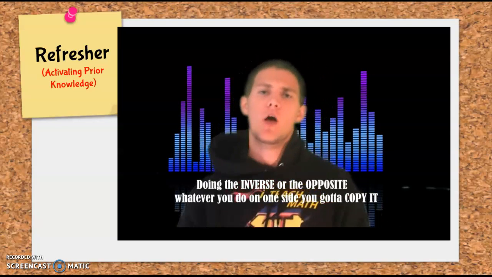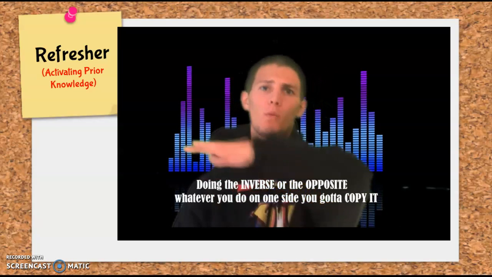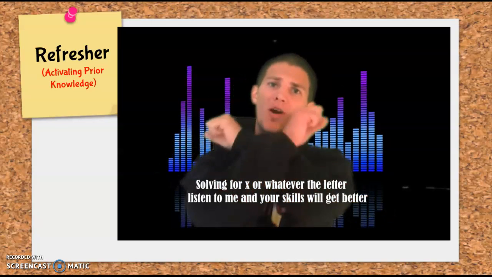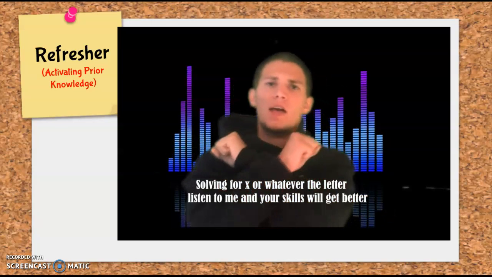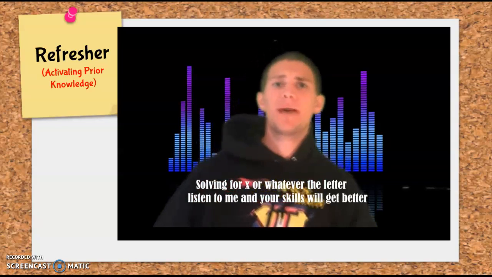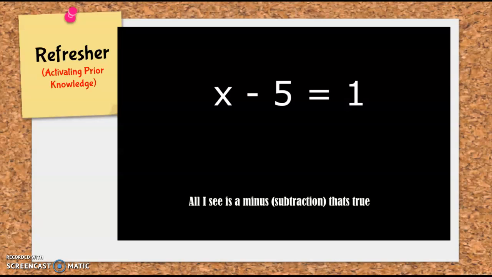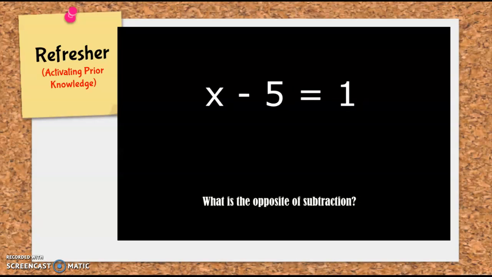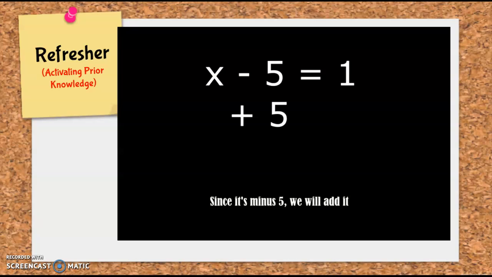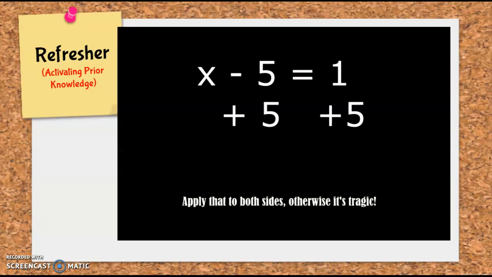Doing the inverse or the opposite. Whatever you do on one side, you gotta copy it. Solving for x or whatever the letter. Listen to me and your skills will get better. First example, x minus 5 equals 1. What is the operation that is being done? Look for a sign if you don't got a clue. All I see is a minus, that's true. What is the opposite of subtraction? It is addition. Now let's do some magic. Since it's minus 5, we will add it. Apply that to both sides, otherwise it's tragic.